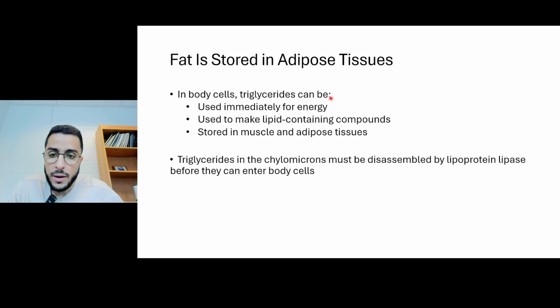So fat is used for energy, and it's a long-term storage of energy. So it is stored in your adipose tissue, and your adipose tissue is found at specific places in your body. For example, on your belly, right? And so sometimes when you have direct energy needs, it will be used for that. Sometimes it will build lipid-containing compounds that are important for cell function, but most of it will get stored in your muscles and adipose tissue for later use, right?